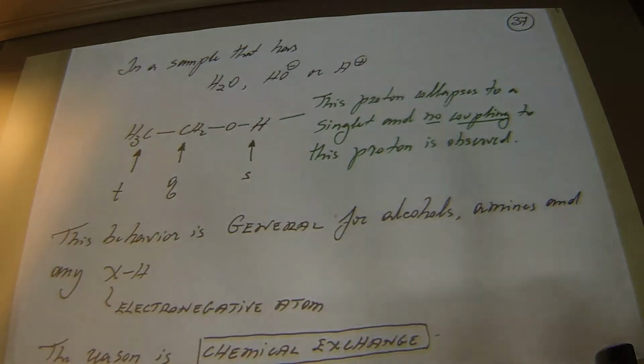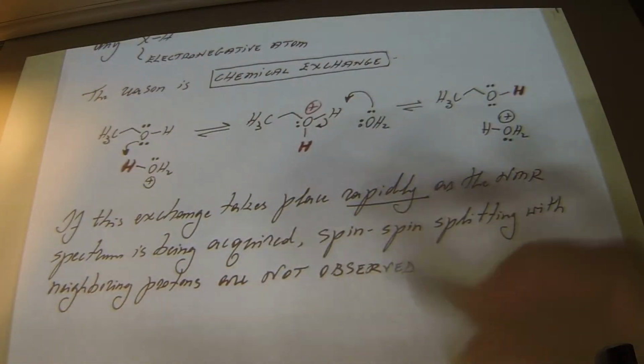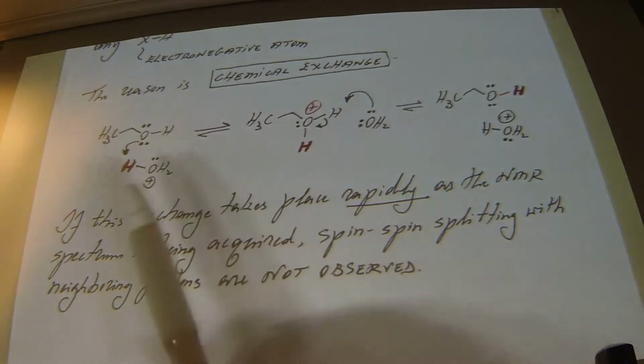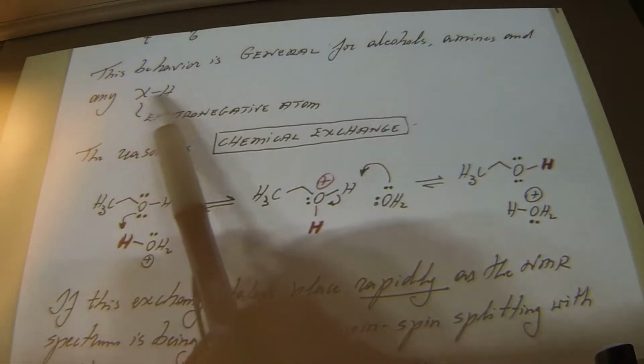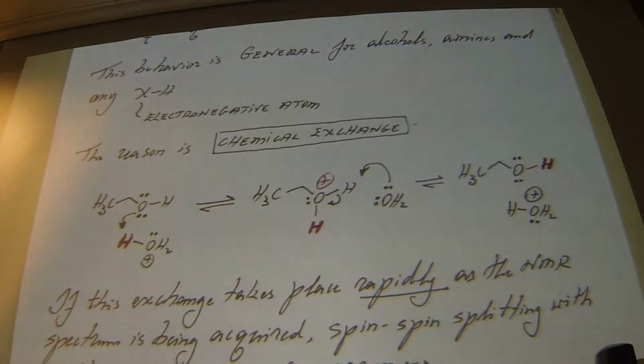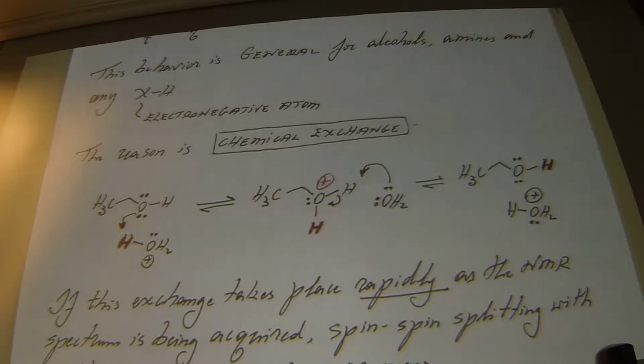You don't see it. Now the question is, what's going on? I think you kind of know what's going on, if you remember our discussion about hydrogen bonding and our acid-base chemistry. This is an example. And by the way, this happens not just for alcohols, but for any HX. Anytime you have an electronegative atom X that's bonded to a hydrogen, so that XH is acidic, this can happen.